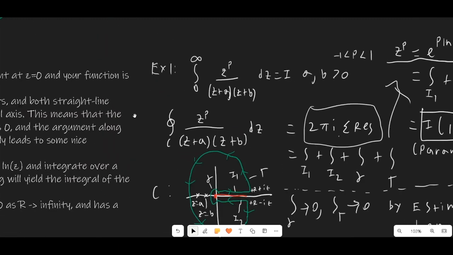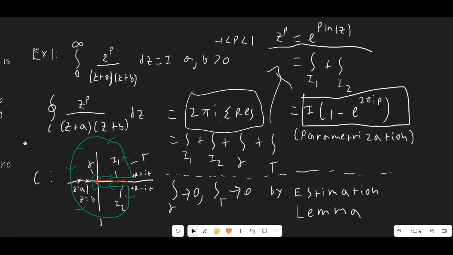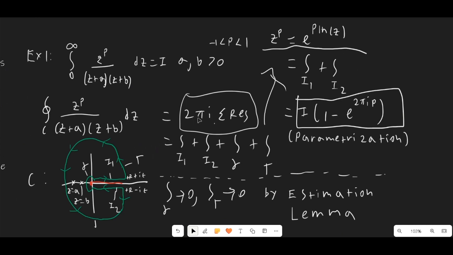The exact same contour. And then the point here is that our integral is going to be 2 pi i times the sum of the residues, and it's going to be equal to I1 plus I2 plus our lowercase gamma integral plus our uppercase gamma integral. Both of the gamma integrals go to 0 using the estimation lemma, which you can go ahead and prove right now if you want. Then when we use parameterization, we find that I1 is just going to be equal to I, and I2 is going to be equal to negative I times e to the 2 pi i p, which means that once we calculate the residues, we just need to divide by 1 minus e to the 2 pi i p, and we get the value of I.